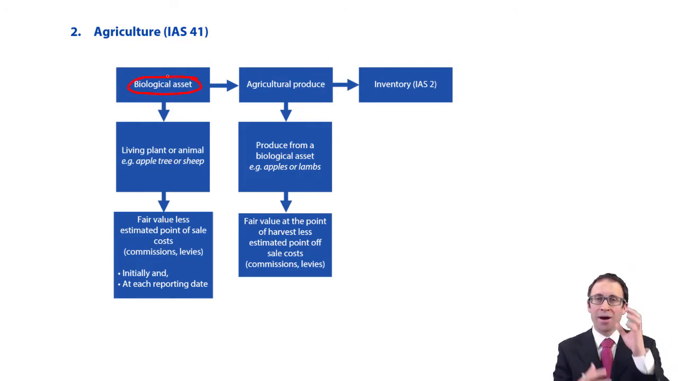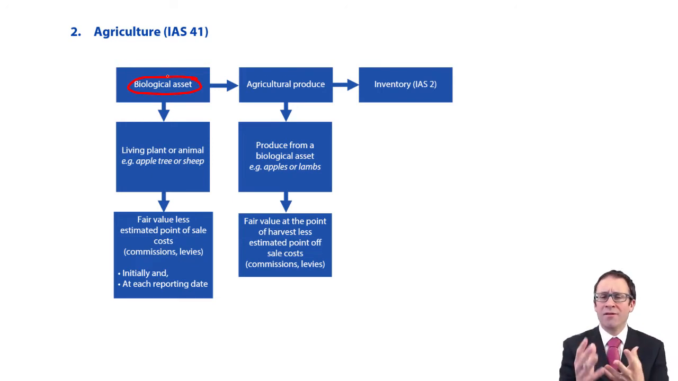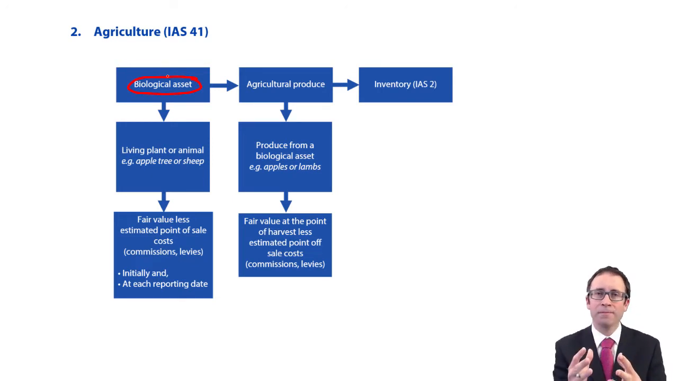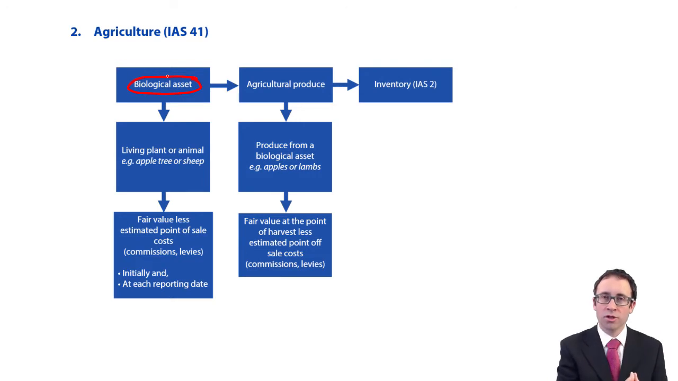biological assets. Okay, a biological asset is a living plant or an animal. Because what you have is maybe your apple trees. Okay, that is a living plant. You might have your grapevine, which again is a living plant, or you might have your living animal. It could be a cow, it could be a sheep, any animal that is then used to give you some form of agricultural produce.